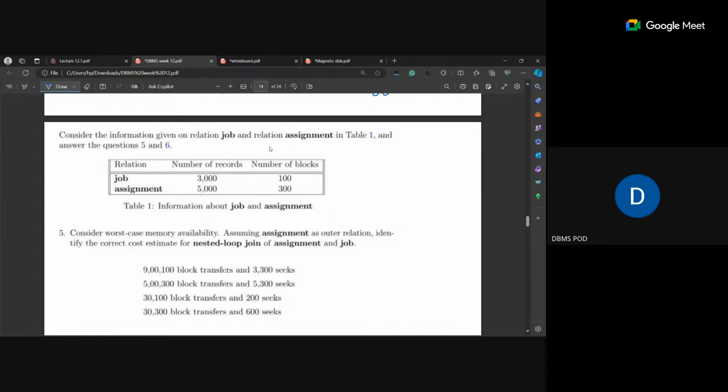What will be the answer? The B option. Second option: BR into BS plus BR. So what is the number of records in the outer relation? 5,000. So 5,000 into the number of blocks in the inner relation, 100, plus 300. So it will be 500,000 plus 300 blocks, and seeks required are 5,000 plus 300, 5,300. NR plus BR.